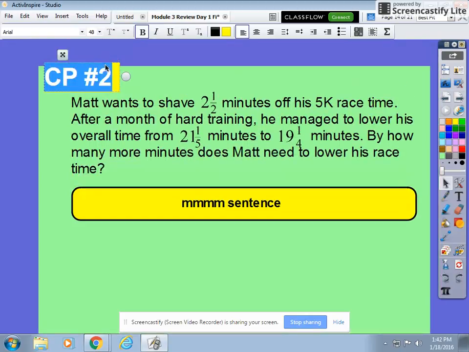And this is challenge problem number 4. So let's take a look at challenge problem number 4.